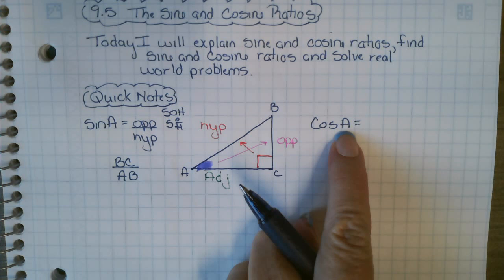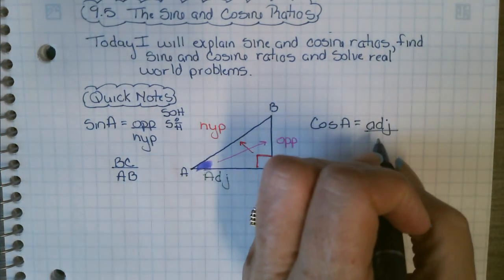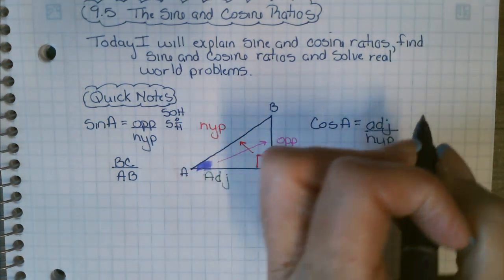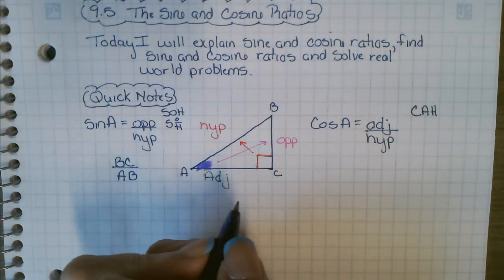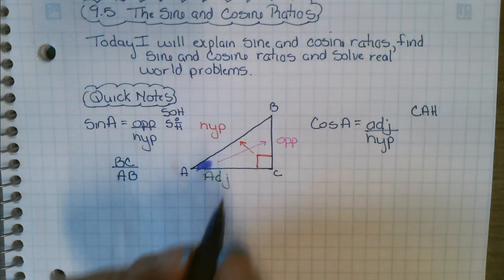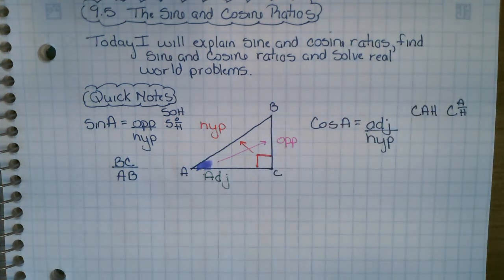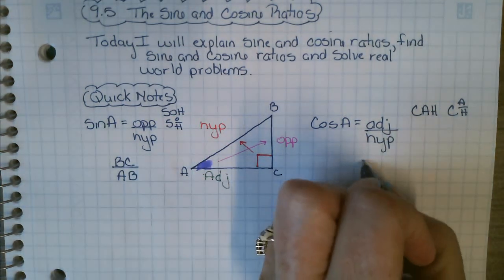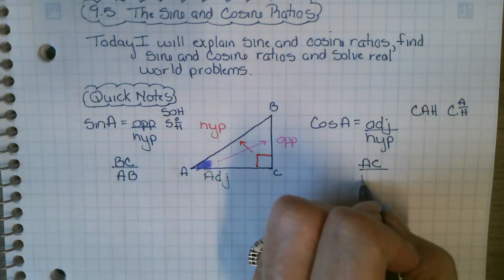Then you're also going to come over here and do your cosine. Last week we learned that cosine was your adjacent over your hypotenuse. That's the CAH of SOHCAHTOA. I like to write it as CA over H, so that I know. If I'm looking at the adjacent, my adjacent is AC over my hypotenuse, which is AB.